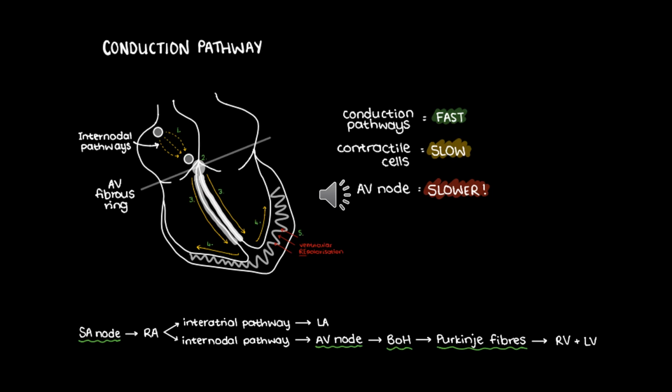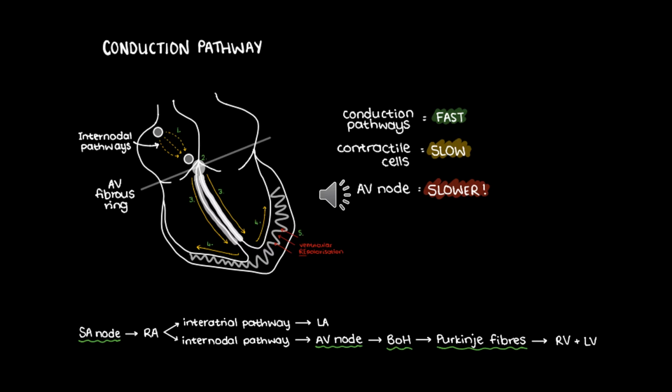Next are the left and right bundles of His, tracts of specialized cardiac muscle cells, which are located along the interventricular septum. They extend from the AV node to the tip of the ventricular chambers and then curve around along the lateral walls, and they are the third fastest to produce action potentials. Fourth, the Purkinje fibers, which are branches which extend from the left and right bundles of His and ensure that all the ventricular myocardial cells are able to receive the electrical activity.